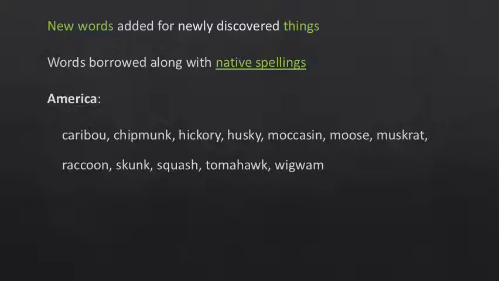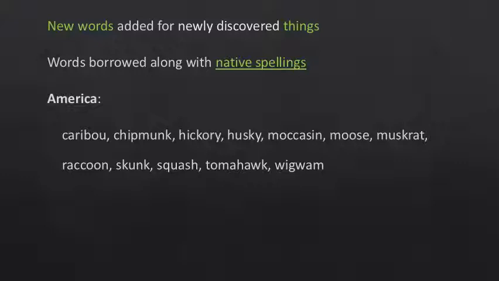Examples of new words being added for newly discovered things. From America: caribou, moccasin, moose. There are very few moose running around, or muskrats running around Great Britain. Squash, tomahawk, wigwam. Many of those, of course, are indigenous Native American words, and they're brought over, often changed a little bit from what their authentic pronunciation would be. But they also do bring, if it's a written language, the native spellings, or sometimes they have sounds that we just don't have in English. We've got to do our best to represent whatever that sound was using the letters that we do have in English.